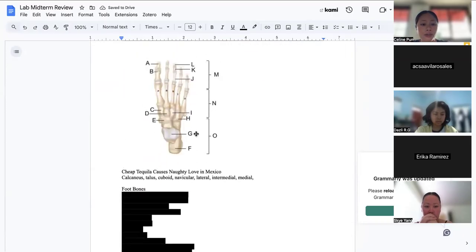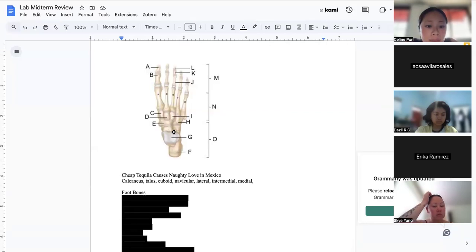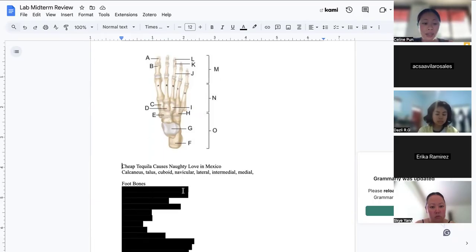Okay. Foot bones. Oh, I wrote this down because this was an acronym the professor I took anatomy with always says to remember your tarsals. Cheap tequila causes naughty love in Mexico. So the calcaneus right here, your talus, your cuboid, and then your navicular, then your lateral, intermediate, and medial. And all of those letters correlate to something.